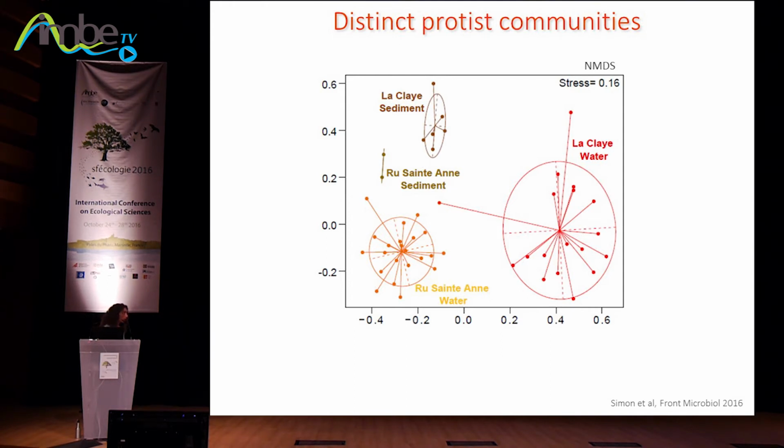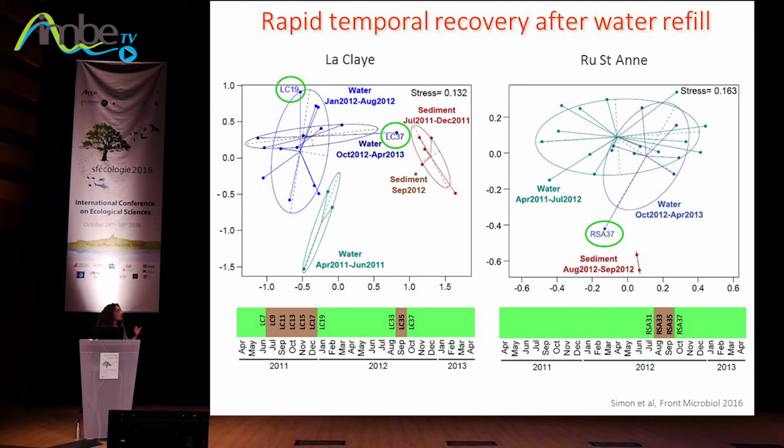But when you compare communities that have developed in the plankton after water refill, what you see is that even in 1 month, you have communities that look like the water communities prior to the desiccation of the system. So this indicates a very rapid resilience of these ecosystems, even after 5 months of desiccation. And the same was the case with the other system.